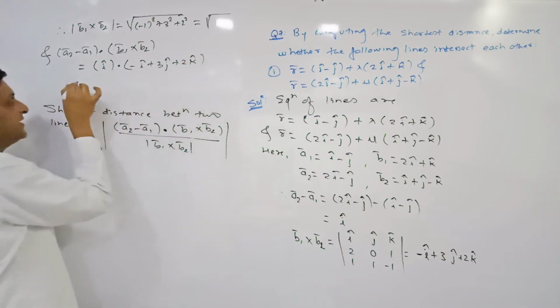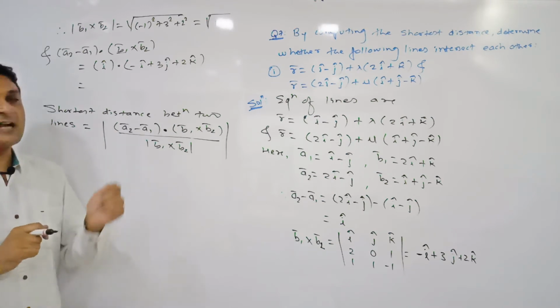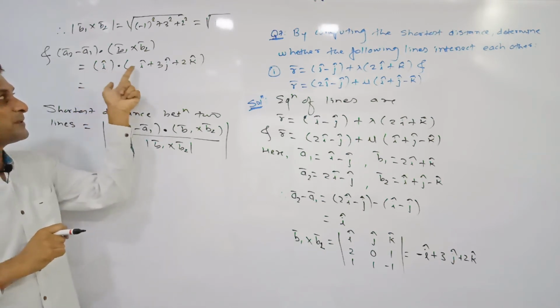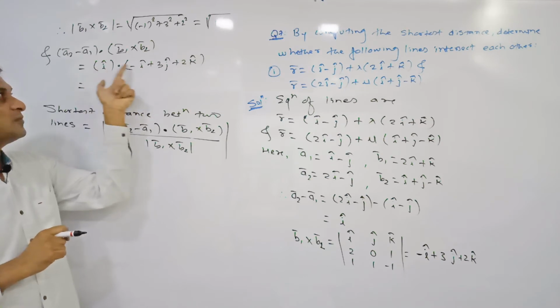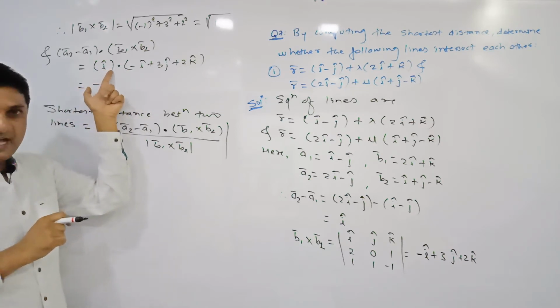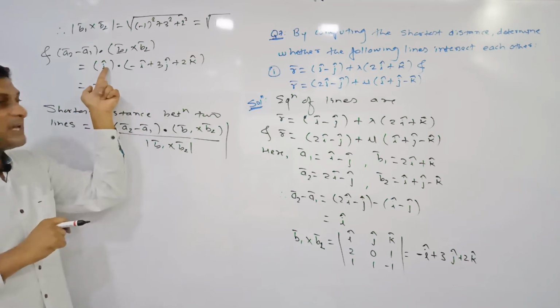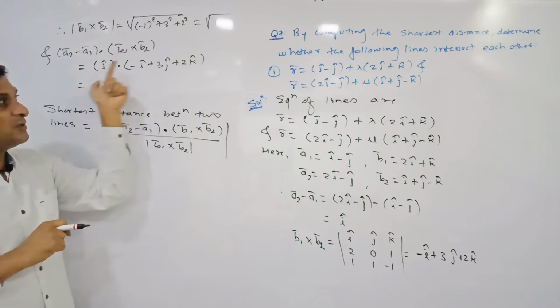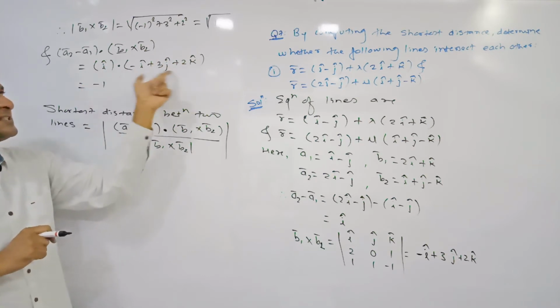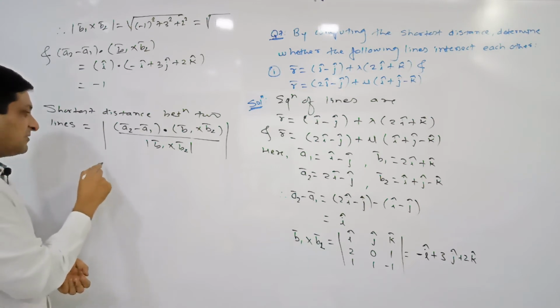Now to find the dot product of vectors represented in Cartesian form, first we take the product of the coefficients of i cap. So 1 into minus 1 is minus 1. Here the term of j cap is absent, meaning 0 j cap, 0 into 3 is 0, and the term of k cap is also absent, meaning 0 into 2 is 0. So the dot product is simply minus 1. Now substitute the values here.